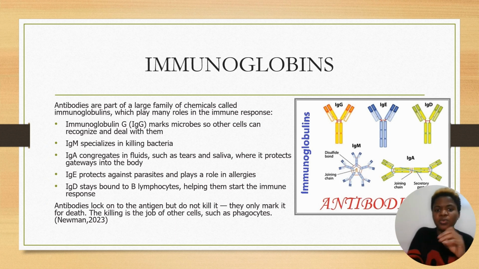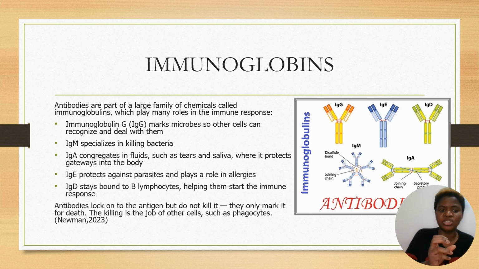Now we have this thing that is called immunoglobulins. They are also a type of antibodies. Antibodies are a part of immunoglobulins, which actually help us to recognize cells or to recognize something that is not a cell. Okay, we have five types of immunoglobulins. We have IgG, IgM, IgA, IgE, IgD.